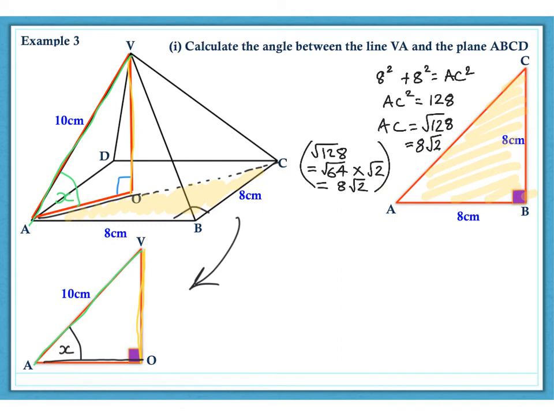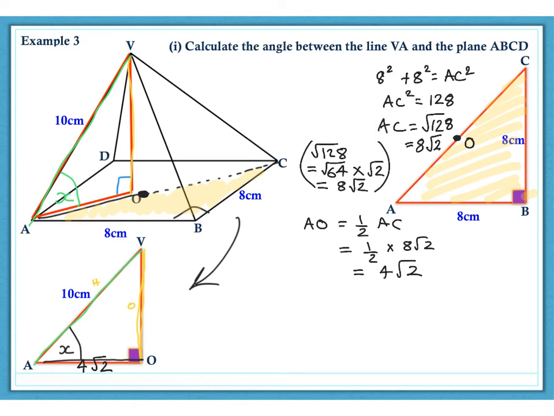Now, how do we find AO? Well, O is in the centre of the base of the pyramid, so O is here. So that means that AO is simply a half of AC, which is a half of 8 root 2, which is 4 root 2. So A to O, which we can mark on our separate triangle over here, is 4 root 2. And remember, we're trying to find angle X.